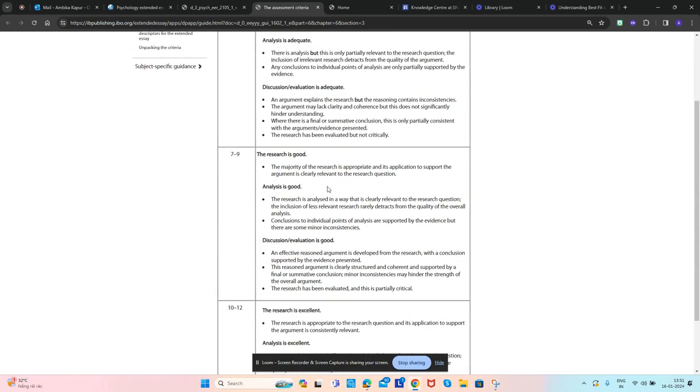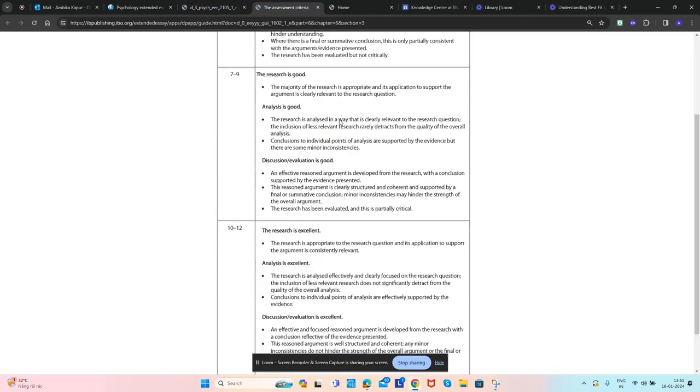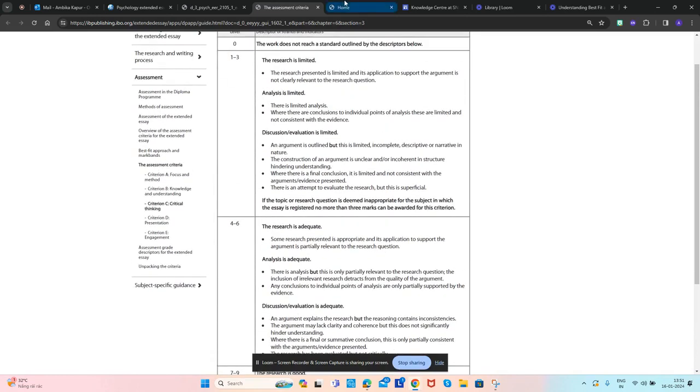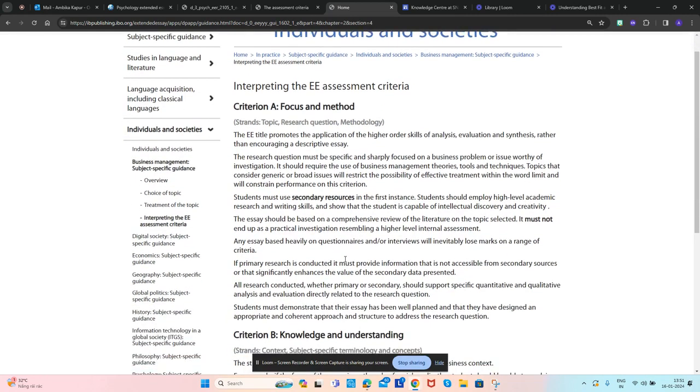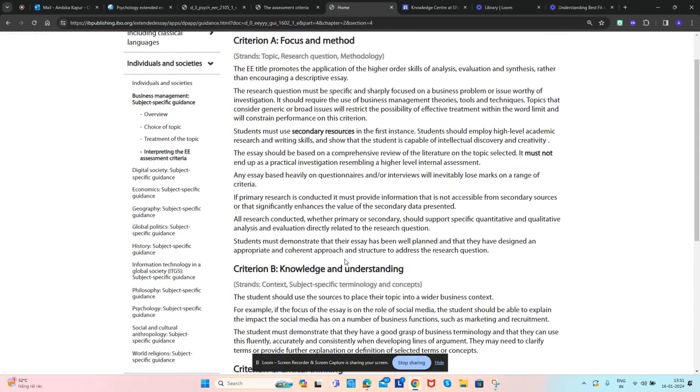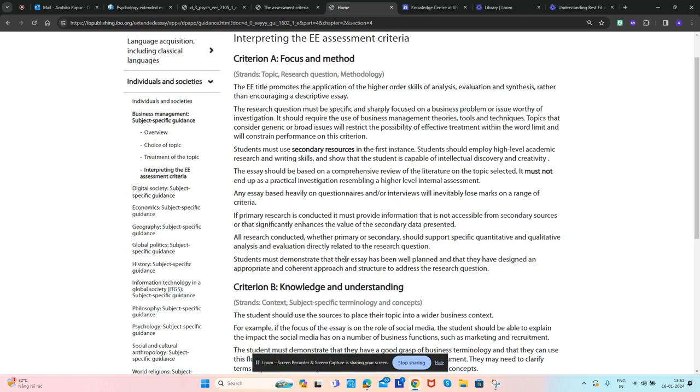Now understand that the criteria are the same for all subjects. But for each subject, the interpretation of the criteria may be different. Let's explore individuals and societies, business management, subject-specific guidance, and see that under it there is an interpretation of the EE success criteria, the assessment criteria.